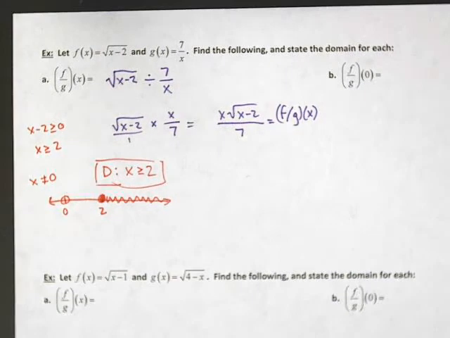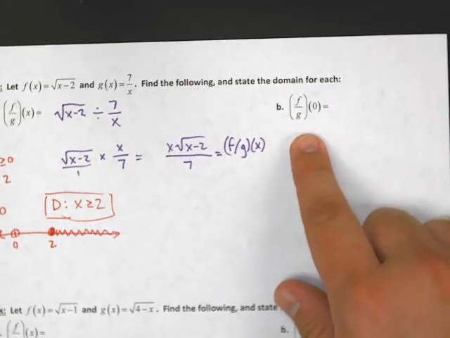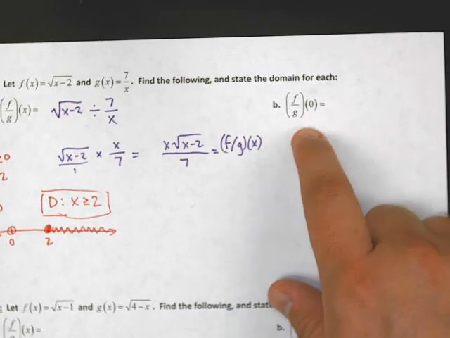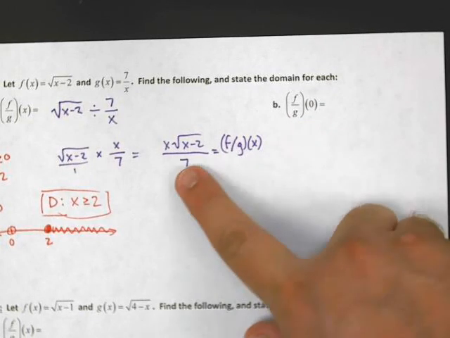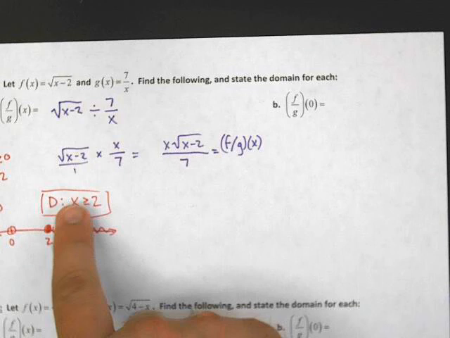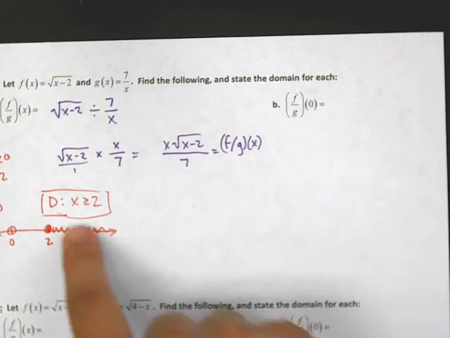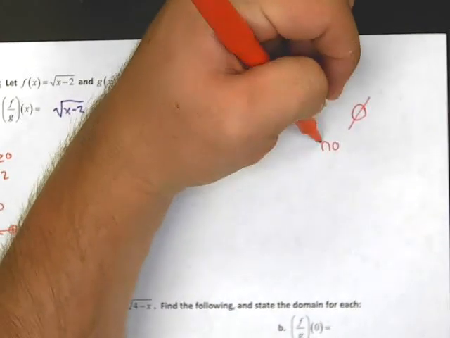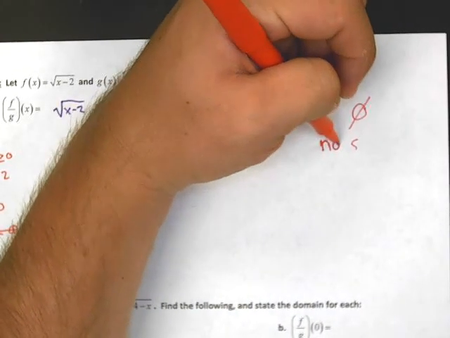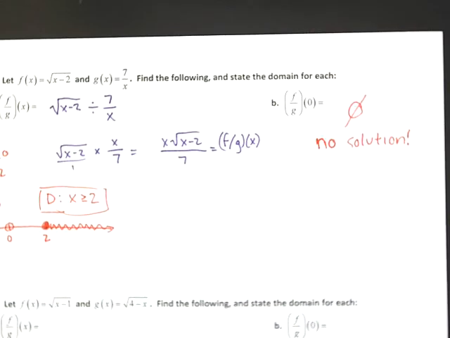Which is a perfect example now that when we look at b, we don't even have to do any work, right? If we're trying to evaluate this function at 0, but we know that the domain is x must be greater than or equal to 2, well, 0 is not in there. So, no solution. Alright? Awesome.